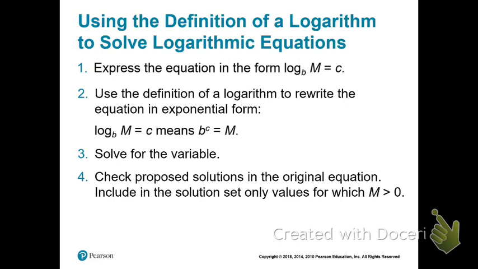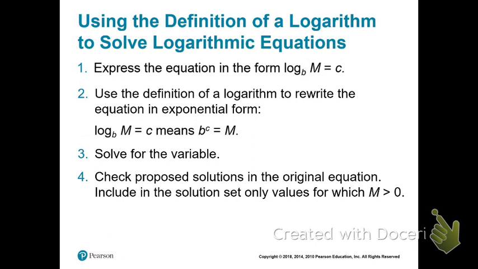Okay, using the definition of a logarithm to solve logarithmic equations. The first thing we're going to do is express the equation in the form log base b of m equals c. Then we use the definition of a logarithm to write the equation in exponential form. So change it to b to the c equals m. Basically, if it's in log form, we're just going to change it to exponential form. I know they changed the variables on us some, but it's still b to the y equals x. It's no different, they just put m and c. Then we're going to solve for the variable.